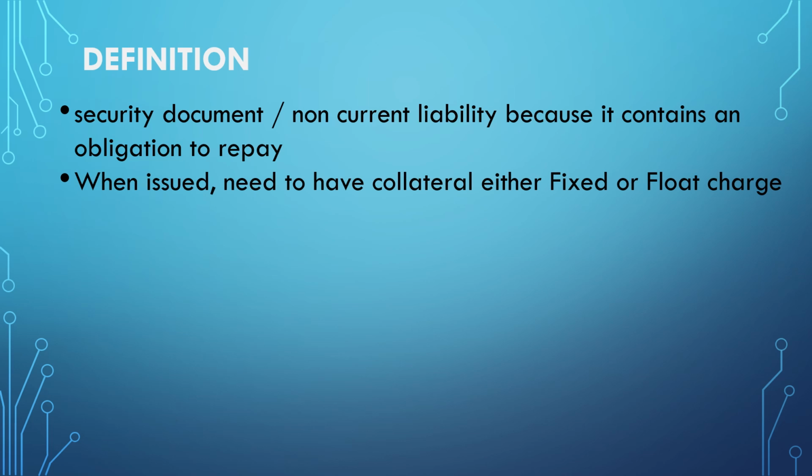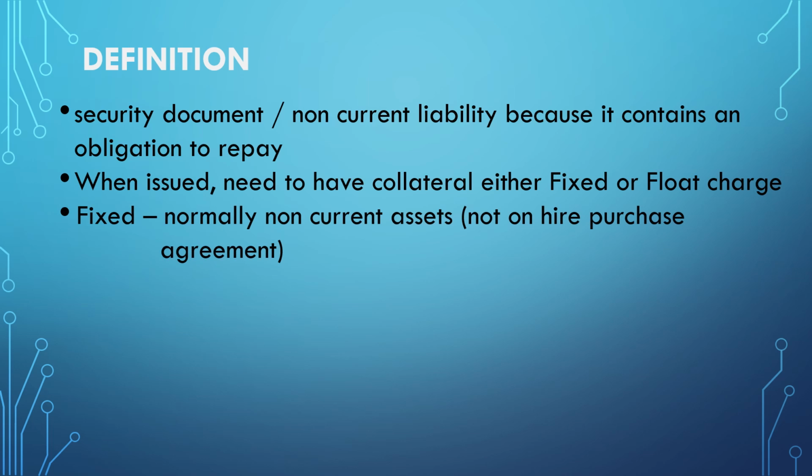When the company issues the debenture, usually the company needs to have a collateral, either fixed or floating charge. For the fixed charge, we normally use non-current assets, but we should not use non-current assets that are on a hire purchase agreement. For the floating charge, we normally use inventory because the value of inventory will change in the future.